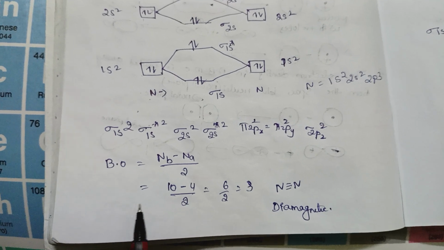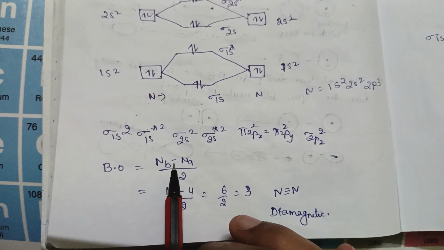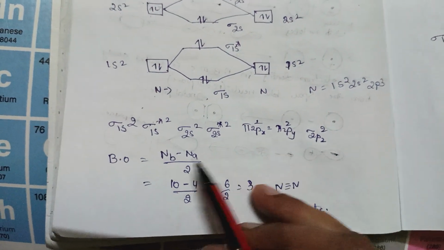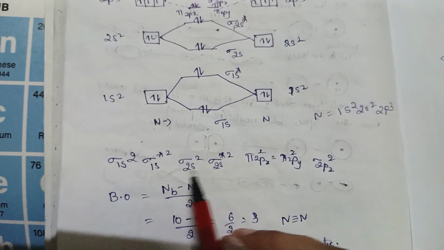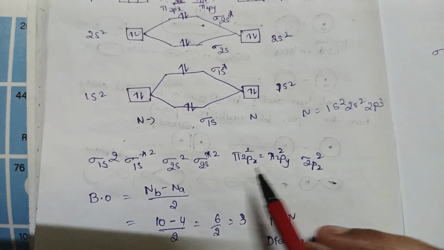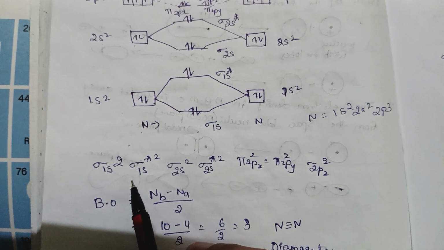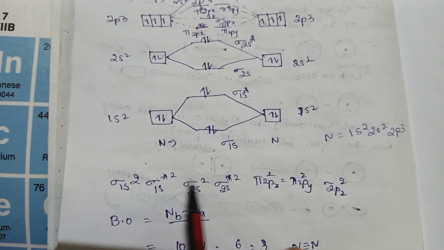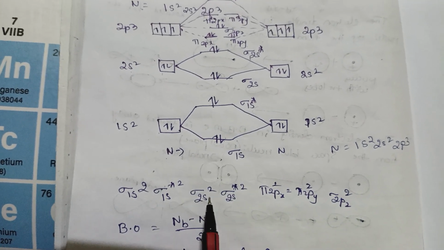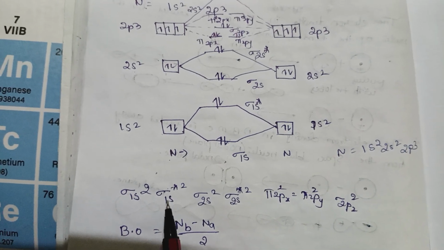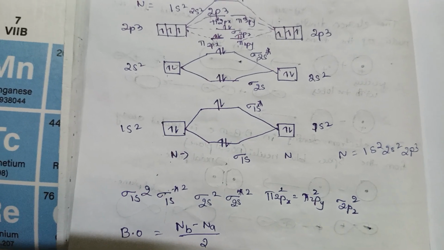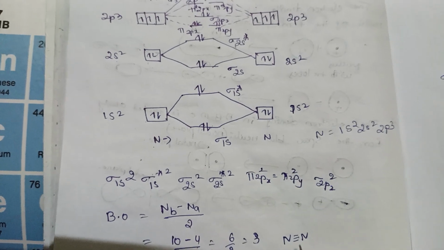The bond order is the number of bonding electrons minus the number of anti-bonding electrons, divided by 2. Using this configuration, the star symbols mean anti-bonding. Bonding electrons are 2, 4, 6, 8, 10. Anti-bonding electrons are 2, 4. So 10 minus 4, divided by 2, equals 6 by 2, equals 3. The bond order is 3.